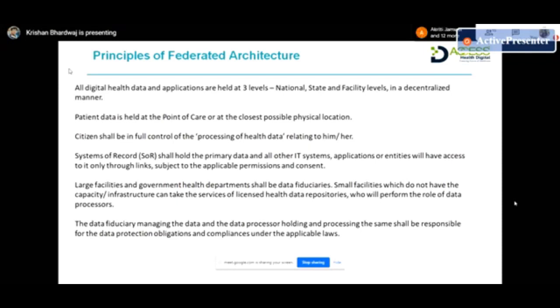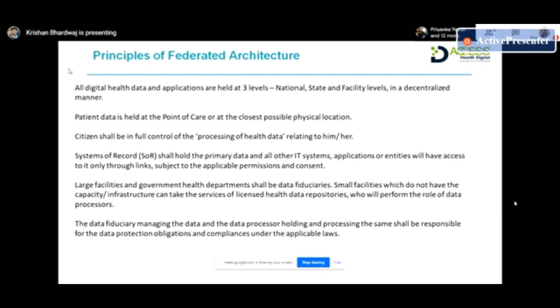Similarly, in the private space, there are some small hospitals, 50-bed or 100-bed hospitals, and they don't want to maintain their own IT infrastructure. So instead of their own data center, they can ask some larger organization to store the data for them and maintain the security of data for them. So these organizations will be assuming the role of data fiduciaries. And in our data protection bill, which is pending in Parliament, a lot of provisions are contained related to data security and how these data fiduciaries will play their role.